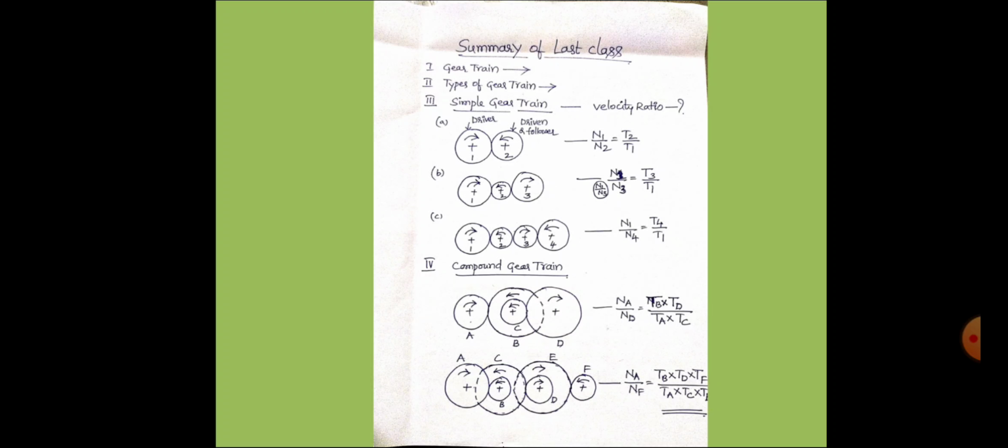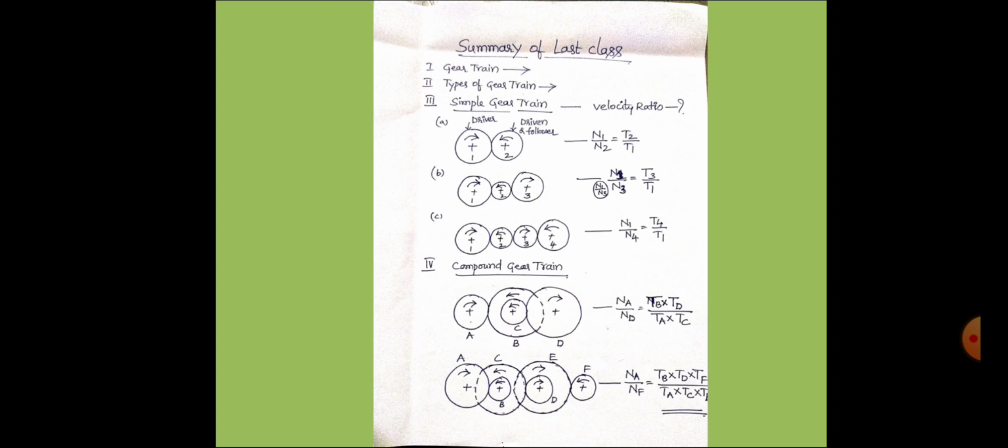In this, gear 1 is driving the gear 2, therefore gear 1 is called the driver. Gear 2 is being driven by gear 1, therefore gear 2 is called the driven or a follower. Like that, here there are two gears, one is a driver and another one is a driven or a follower.